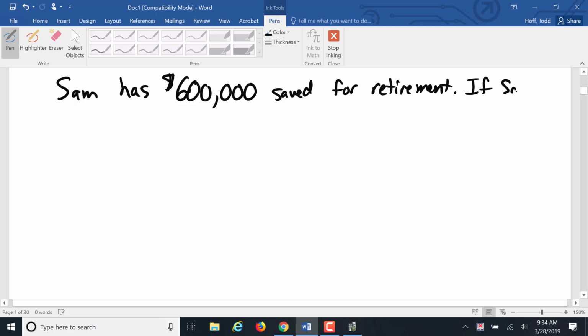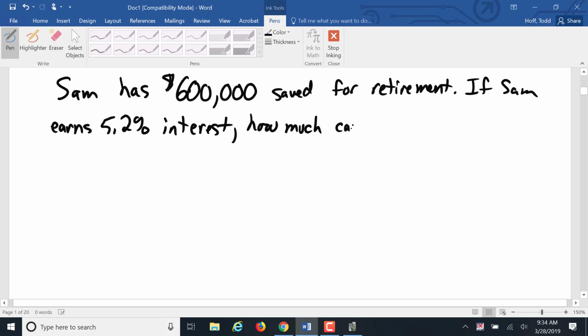If Sam earns 5.2% interest, how much can be drawn out each year for 20 years?